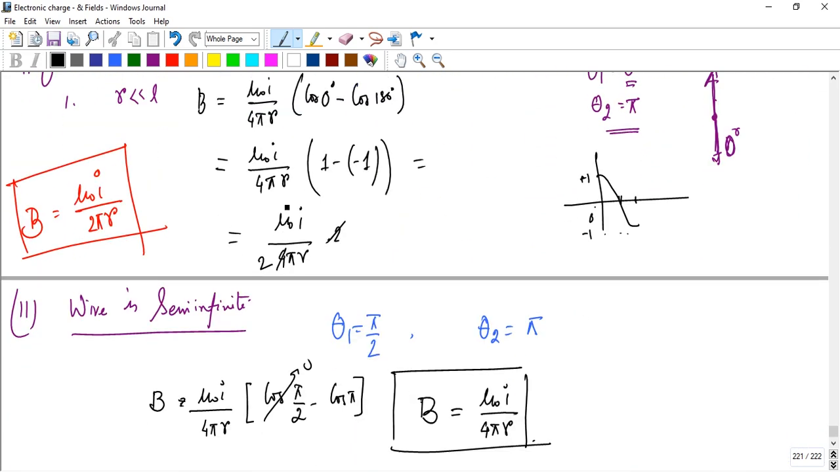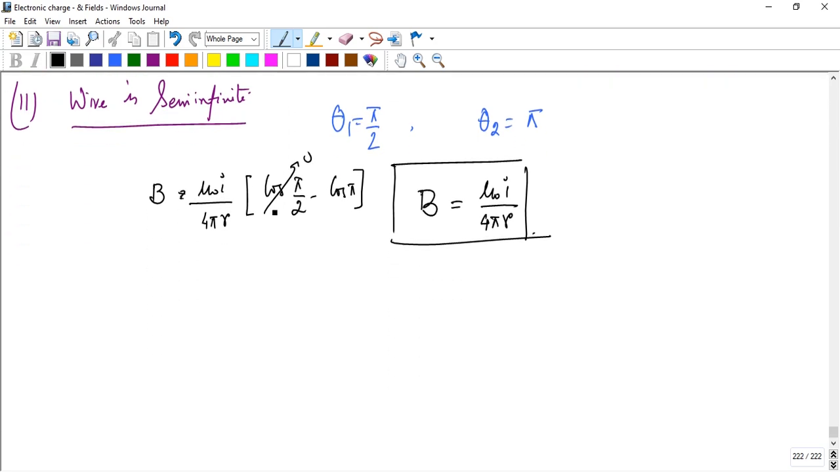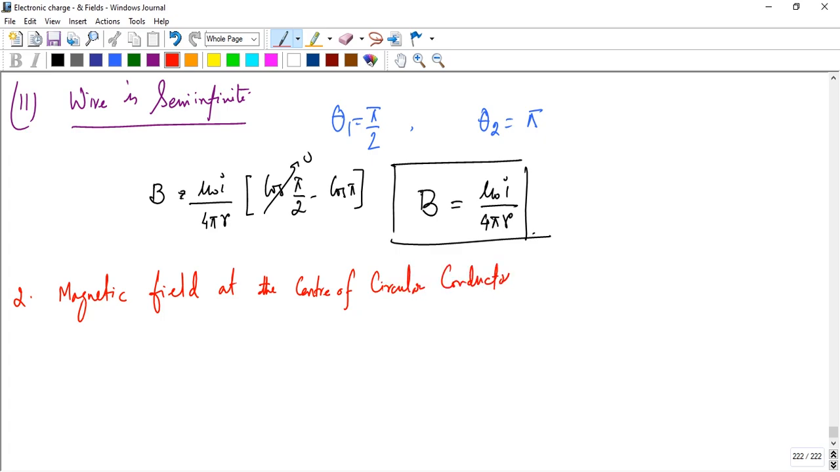Now the next application is the magnetic field at the center of a circular conductor. Here, application number 2: magnetic field at the center of a circular conductor.